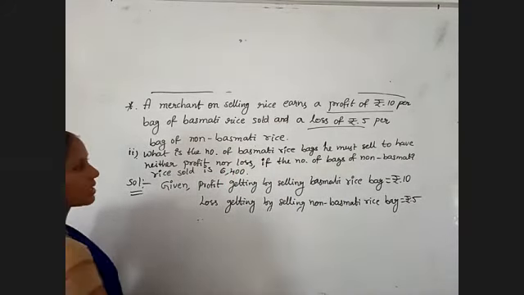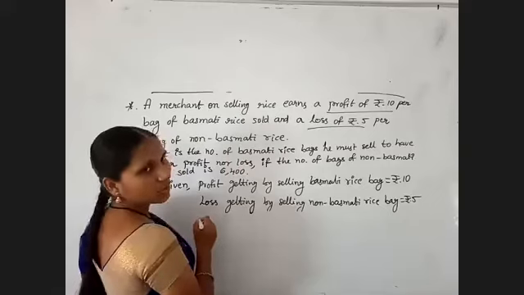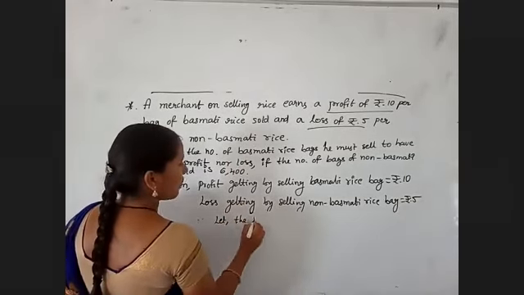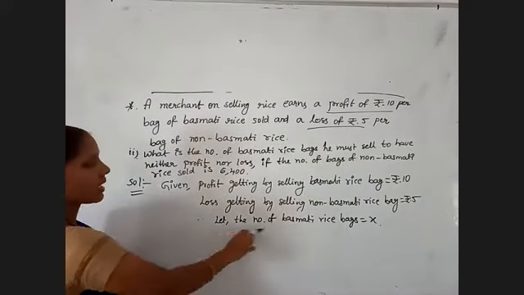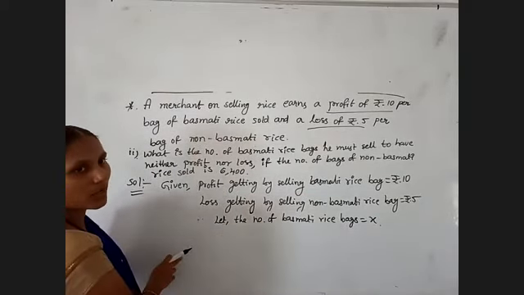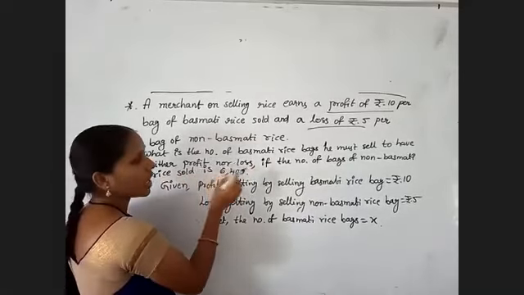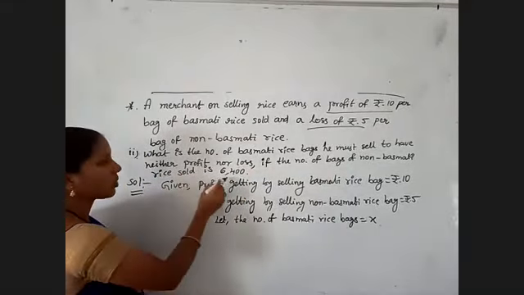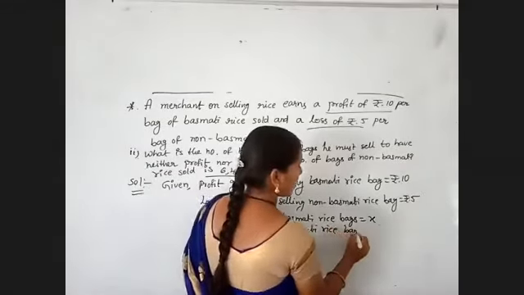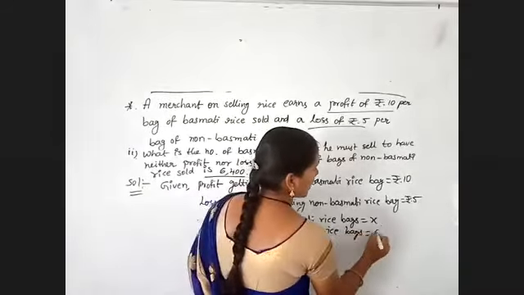In this case, the number of basmati rice bags we must sell is unknown, so we need to take it as x. We need to find that. Observe the question: what is the number of basmati rice bags? So let the number of basmati rice bags be x. Then they are telling there is neither profit nor loss. The number of bags of non-basmati rice is 6,400. So the number of non-basmati rice bags is equal to 6,400.